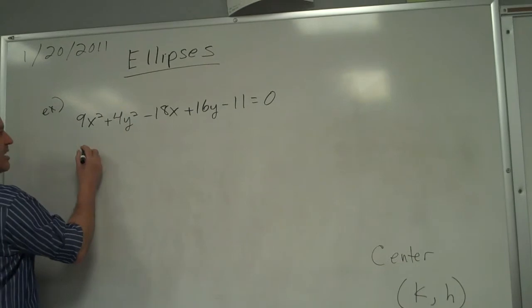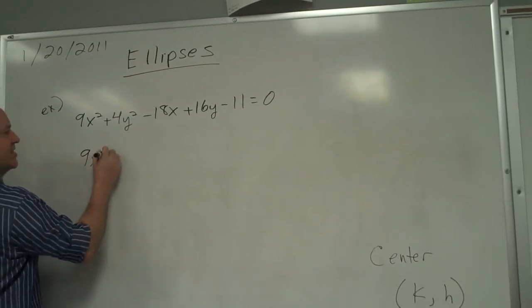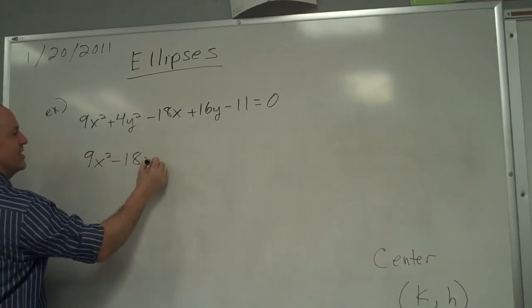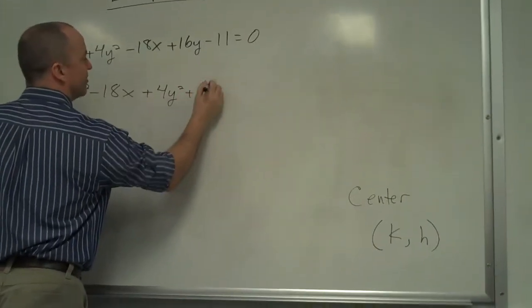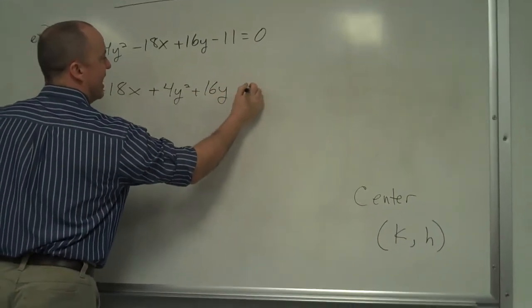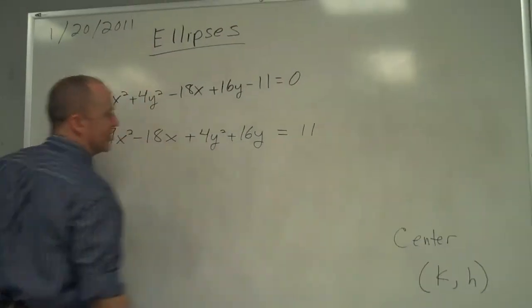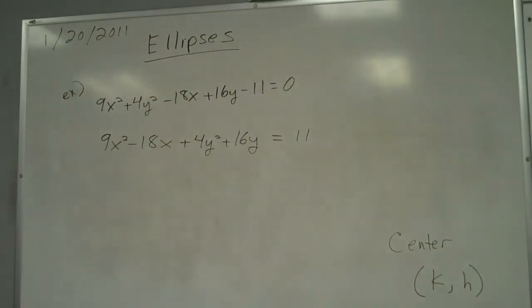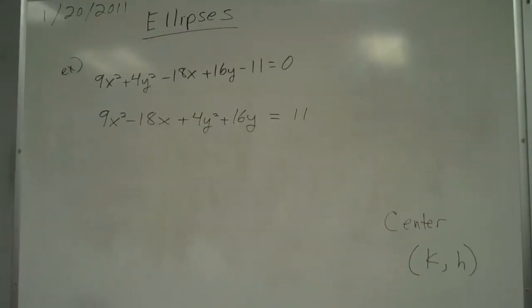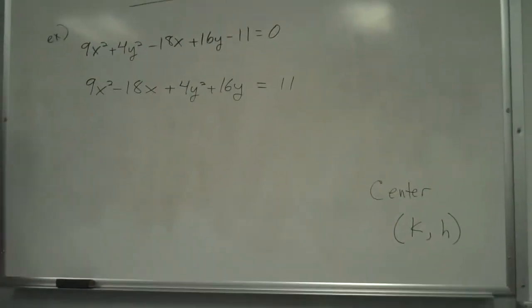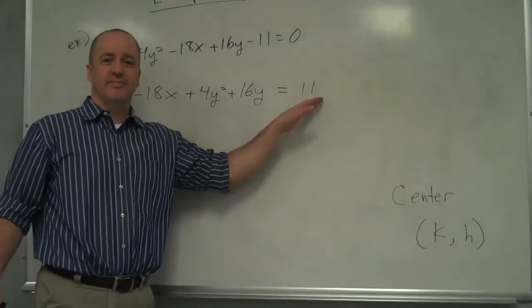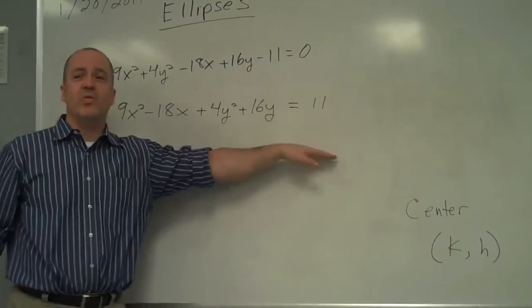First thing, get all the x's and y's together. Plus 4y squared plus 16y. And then take your constant term and move it to the other side. Make it a loner. equals 11. I've moved the 11 to the other side. Any questions, and have I rearranged it correctly?